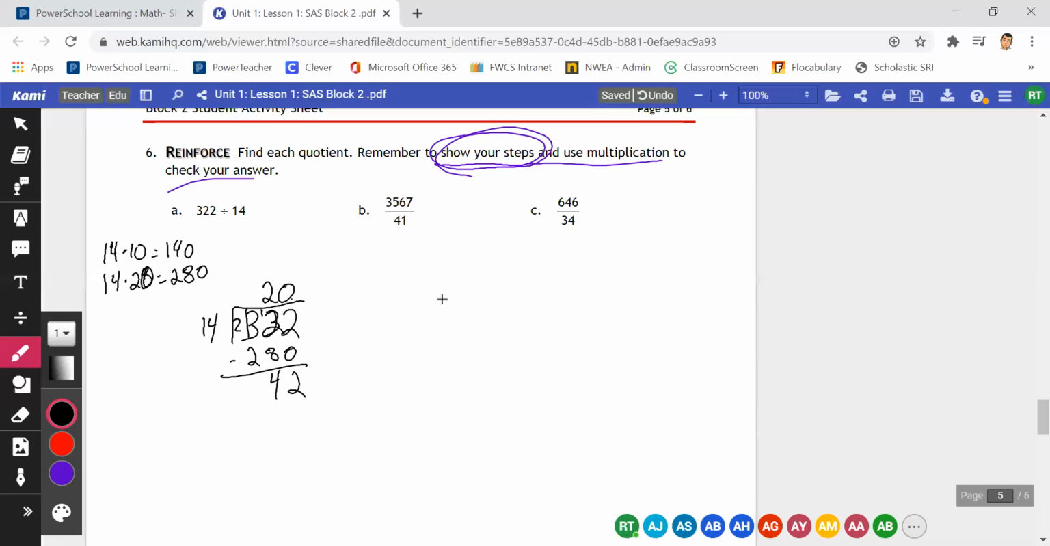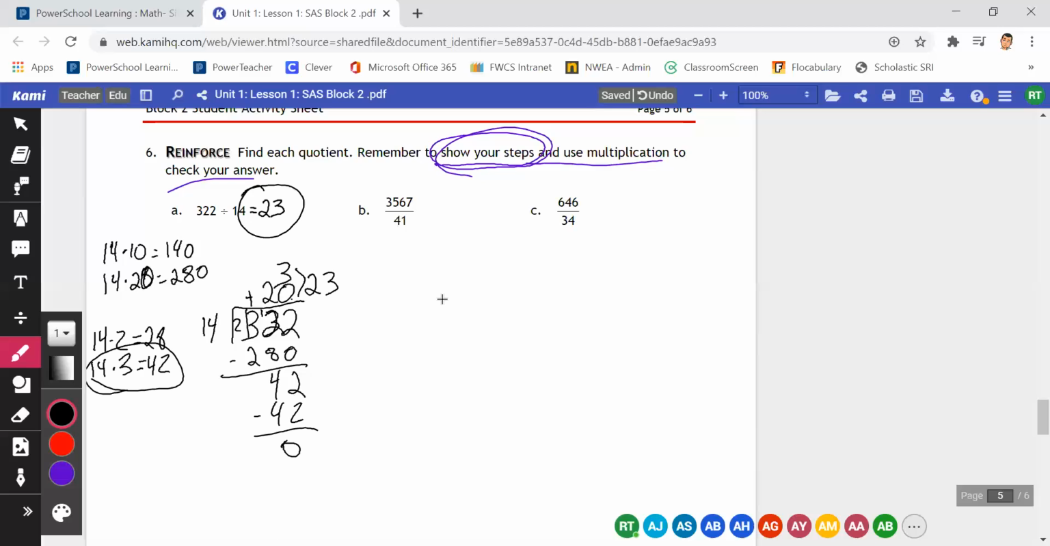Well, it's way less than 10. So if I think about 14 doubled, 14 times 2 is going to be 28. And I know that I'm getting closer. So let's try 14 times 3. So if I think 28 plus 14, I know that 28 plus 14 is going to be 42. So, oh, there's my number. So if I put in 3 more groups of 14, that's going to be exactly 42. I can get a remainder of 0, and I just need to add these together. So 3 plus 20 is 23. So my answer here is 23.